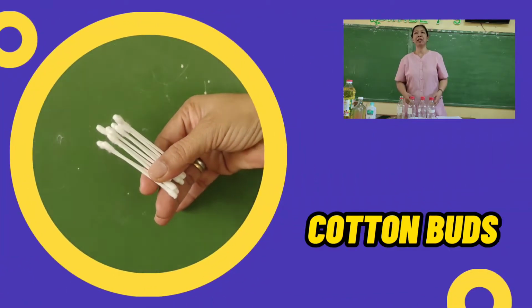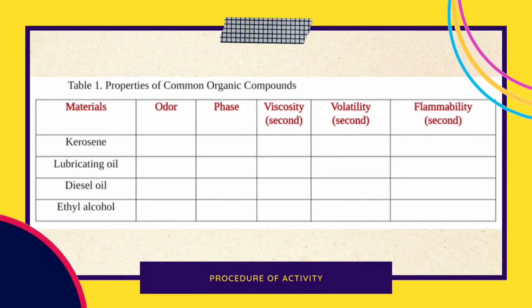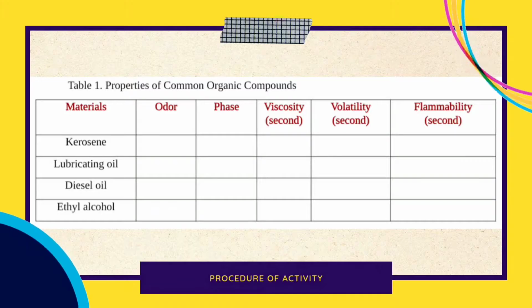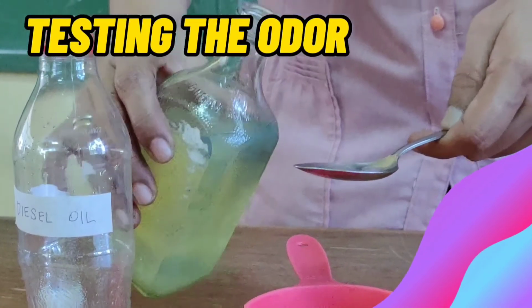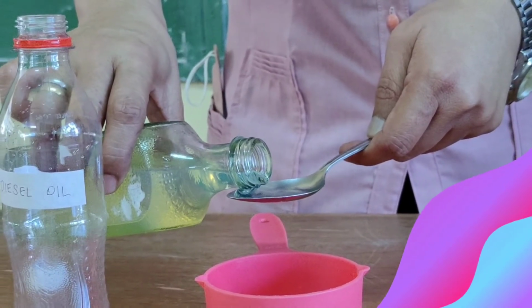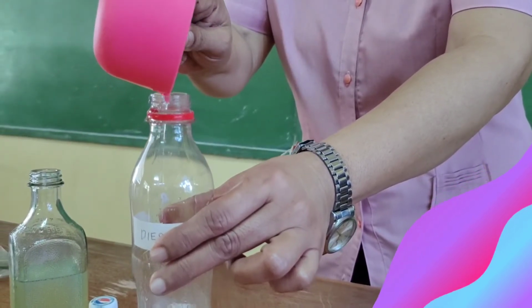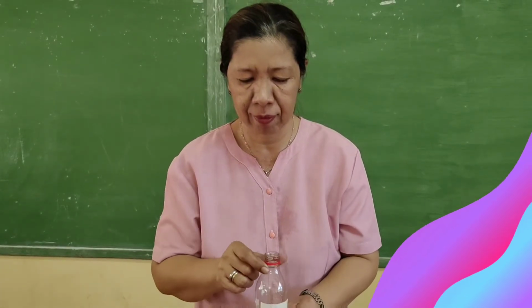for the flammability test. The procedure for this activity: for number 1, use the table below to record your data for this activity. Then place 15 ml of each liquid in the 4 identical bottles and label each according to the liquid it contains. Observe the materials and write the phase and odor of the materials on the table.